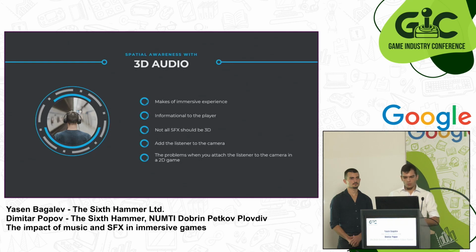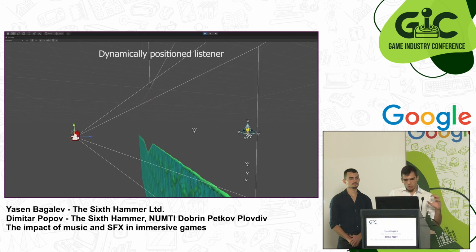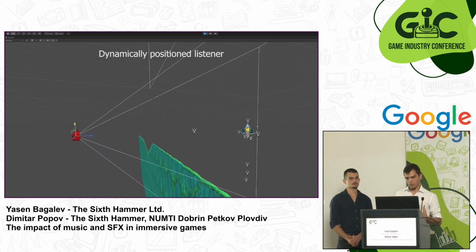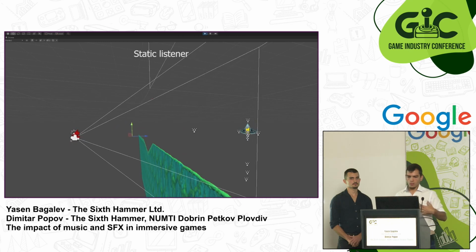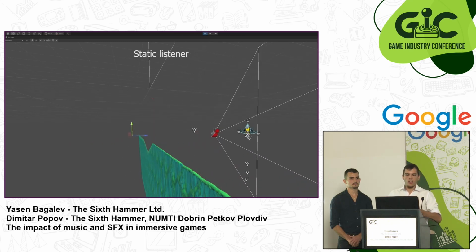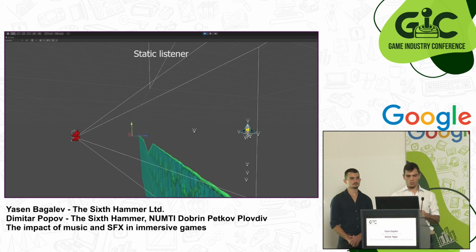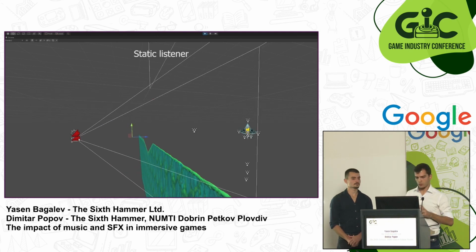This works perfectly for 3D games, but with 2D games you're going to have that problem. So for example, you are zooming in and zooming out with the camera, so you're actually moving the camera towards or further away from the sound emitters, and the sounds are going to become quieter or louder. So this makes for a very strange feeling. So what you want to do is, here in this video you can see the static listener. So basically the camera zooms in and out, but the actual listener stays in one place, and in this way the volume stays constant.